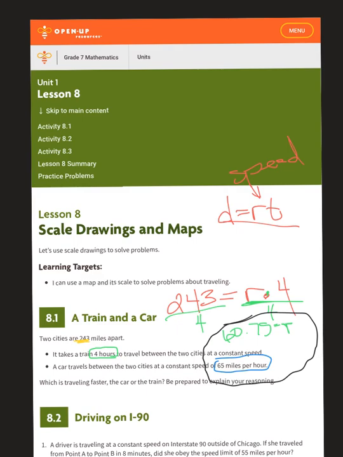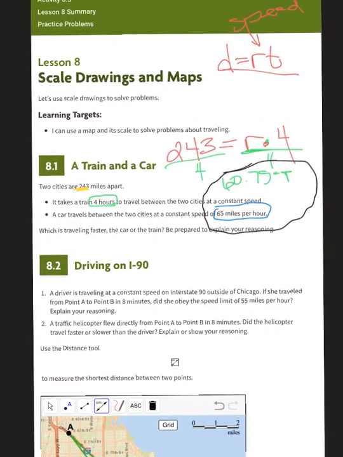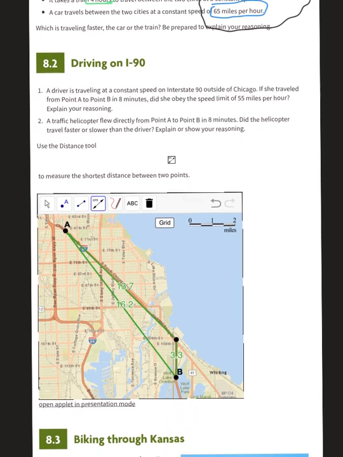So if we look at 8.2, which is at the bottom of page 69, it says a driver is traveling at a constant speed on Interstate 90 outside of Chicago. If she traveled from point A to point B in 8 minutes, did she obey the speed limit of 55 miles per hour? So if we look here, the problem has 2 units of time. It has 8 minutes and it has 55 miles per hour. So it has minutes and hours. So we're going to have to convert one to the other.